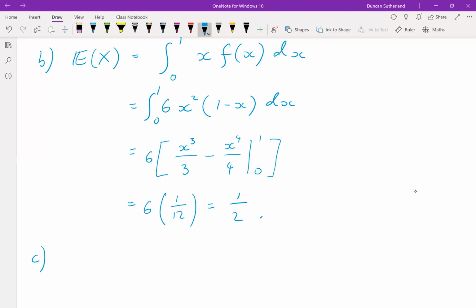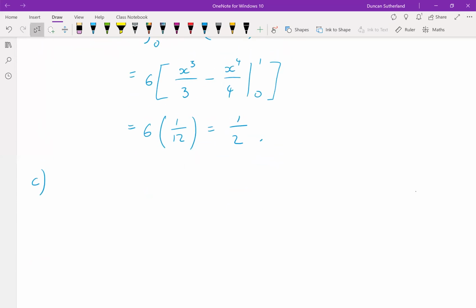The variance is a bit trickier. We have to remember that the variance is the expectation of the square minus the square of the expectation. That's the easiest way to calculate it usually. So we know this bit already, right? We know the expectation, we can square it, we get 1/4.